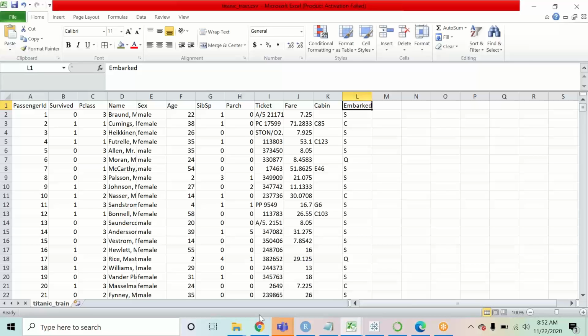So P class is passenger class, name of the customer, gender of the customer, age of the customer, sibling spouse, basically how many siblings or spouse was he traveling with? Was he traveling with any parents or children? And this is a ticket, the fare, cabin, and from where did he start his journey? Embarked means from where did he start his journey on that Titanic ship?